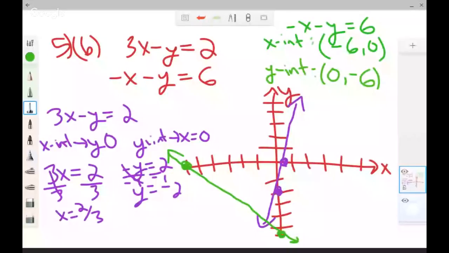So what I'm looking for is this intersection point. Now you can see the graphing is not super clean here, so it's a little bit harder to see that intersection point. So let me just see if I can see what that would be. So I think that would be (-1, -5). Yeah. Okay. So that would be your solution there for that one.